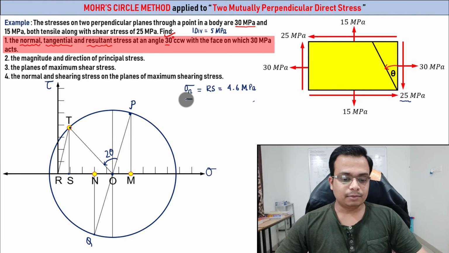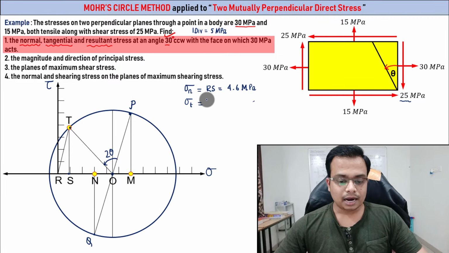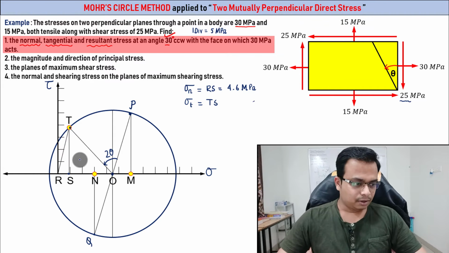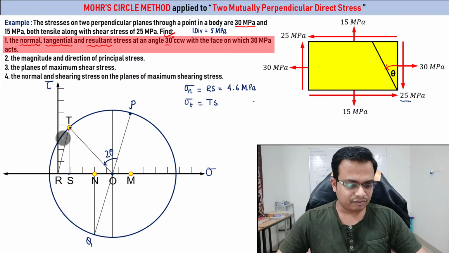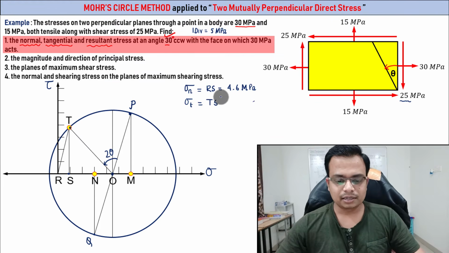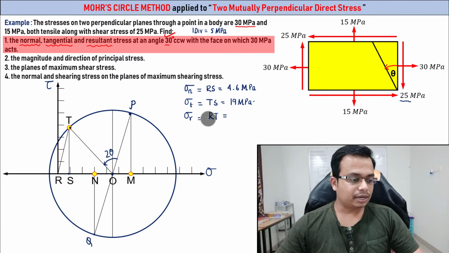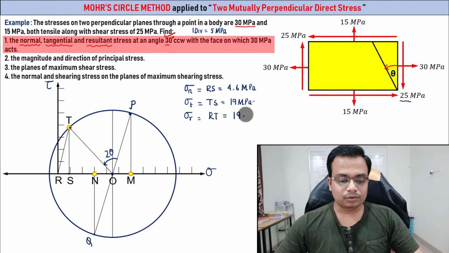Done. What about sigma t? Now sigma t is this much, that is TS, and TS, if you try to measure it roughly, this is 5, 10, 15, 20, slightly less than 20. This will work out as 19 megapascals. If you want to check how much the resultant of these two stresses is, it's going to be equal to RT, and RT will precisely work out as 19.54 MPa.